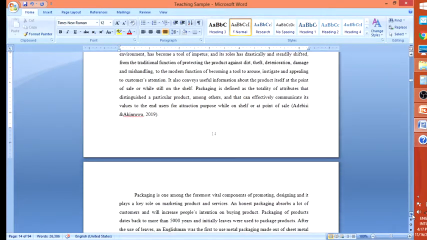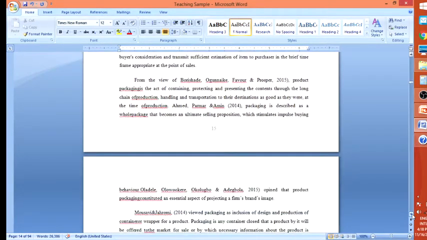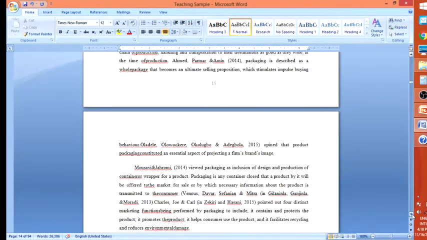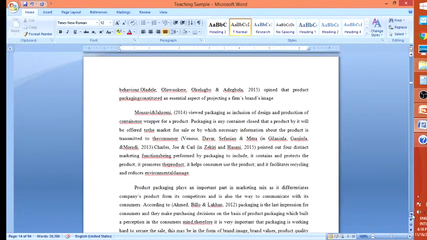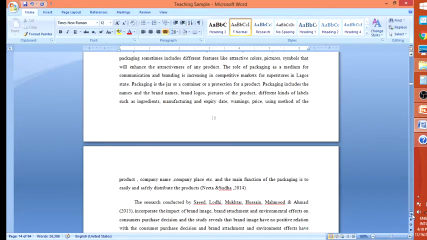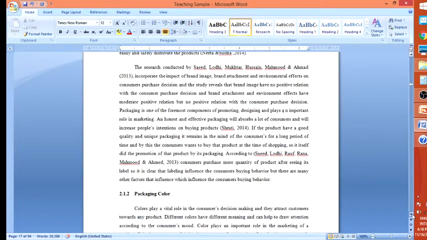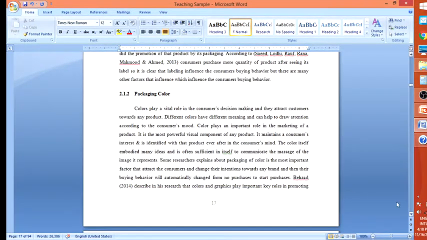You can make it a page or a page and a half for each of the variables, or 2 pages. It depends on how good you are at coming across materials relating to that very variable. So after that variable, the next thing was what? Packaging color.